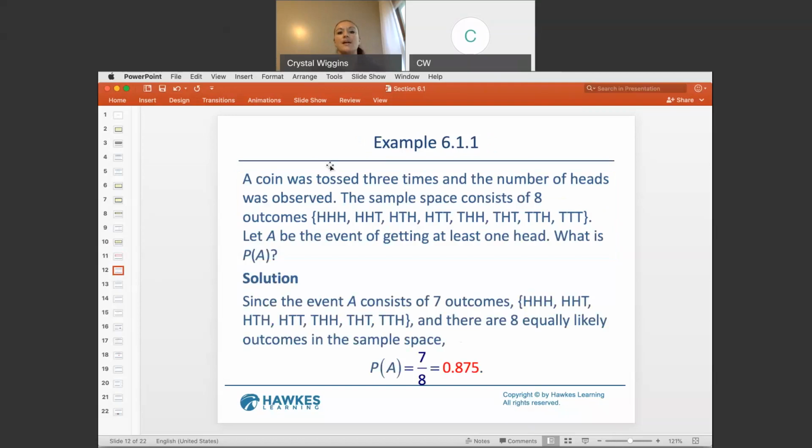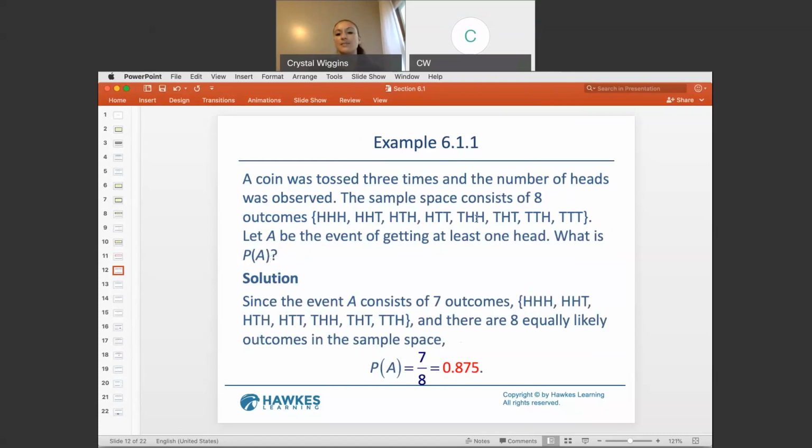So again, a coin was tossed 3 times and the number of heads was observed. The sample space consists of these 8 possible outcomes. So these are all combinations of 3 tosses between heads and tails. Let A be the event of getting at least one head. What is the classical probability?